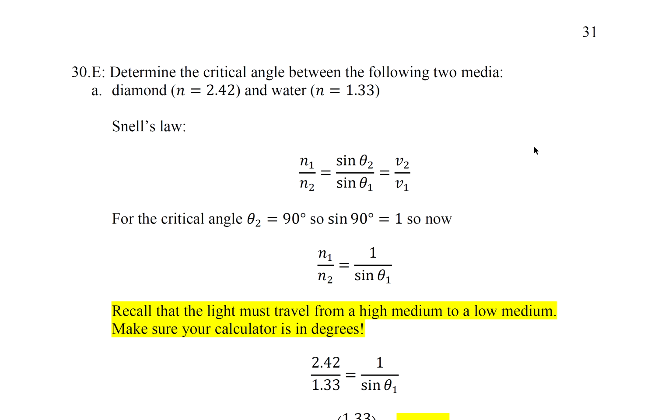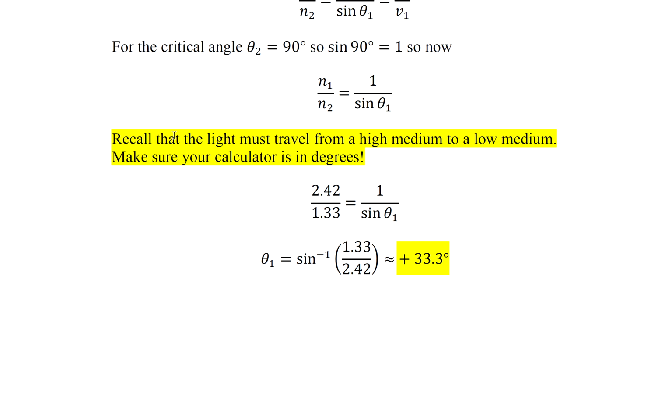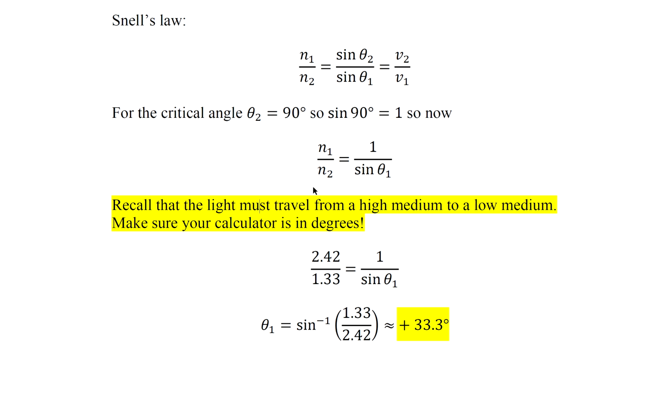Question 30. Determine the critical angle between the following two media. We got diamond and water. So we have this equation. We know theta 2 equals 90 degrees for critical angle. Recall that the light must travel from a high medium to a low medium. Make sure your calculator is in degrees. And we're solving for theta 1.